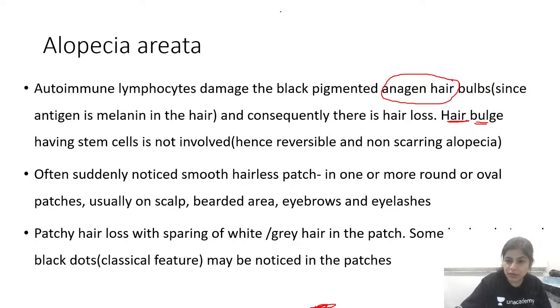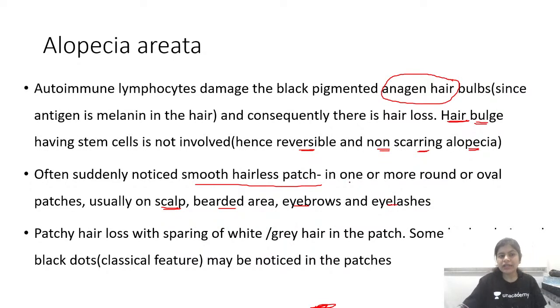In patients with alopecia areata, the hair bulge which is having the stem cells is not involved. Okay, and that is why it is reversible or non-scarring alopecia. So remember, alopecia areata is a reversible and non-scarring alopecia. So what will be the history? Often the patient will notice a smooth hairless patch in one or more round or oval patches, usually on the scalp, beard area, eyebrows and the eyelashes.